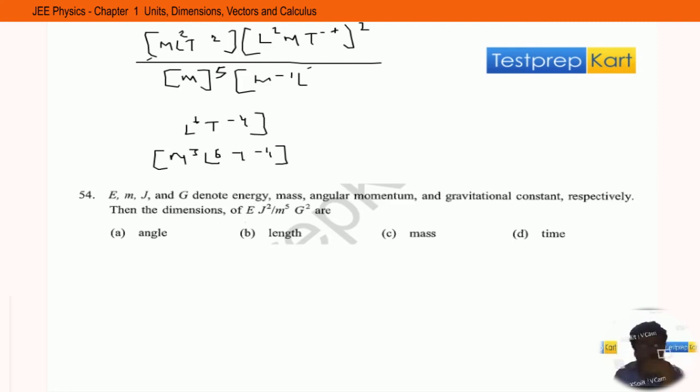So m squared and it's also 3. So both will be cancelled. Right? So if all are cancelled, then we can't say the length, we can't say mass, and we can't say time, which leaves only the angle. Angle is the correct answer.